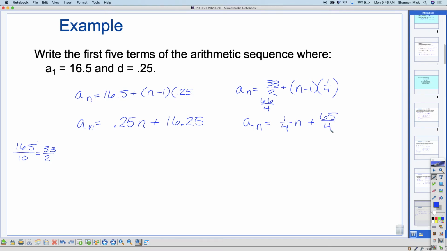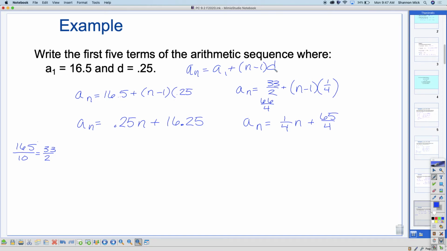Either no, or you didn't write the formula for something. Oh, I'm sorry. It's okay, we know it now. Hopefully I didn't screw up either one of them. Okay, so decimal, you should have 0.25n plus 16.25. And fraction, you would have 1/4 n plus 65/4.